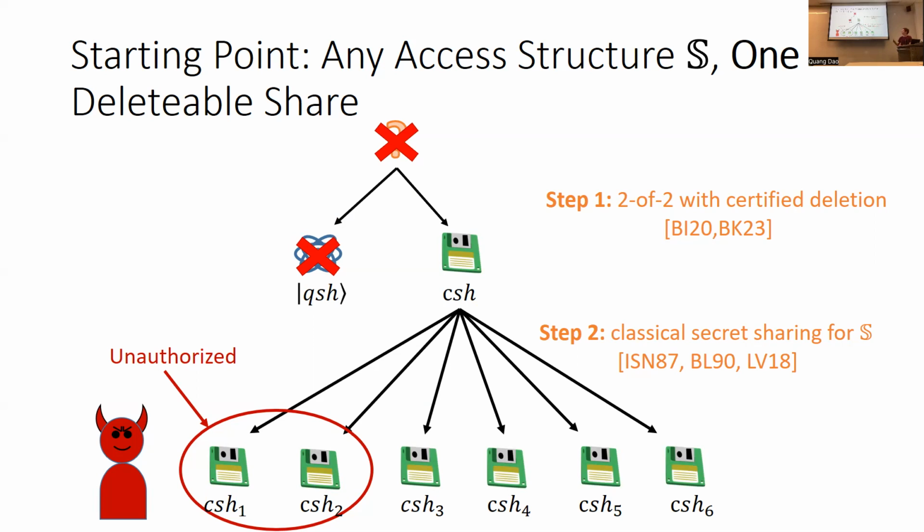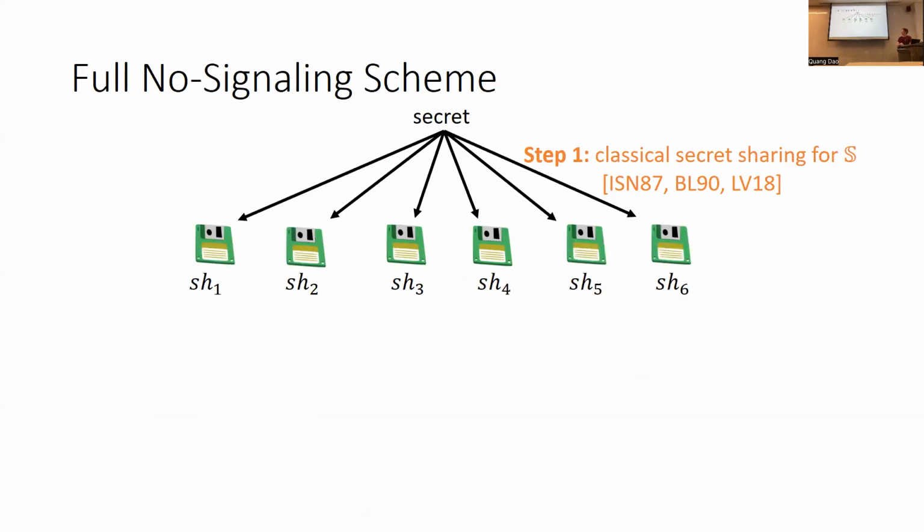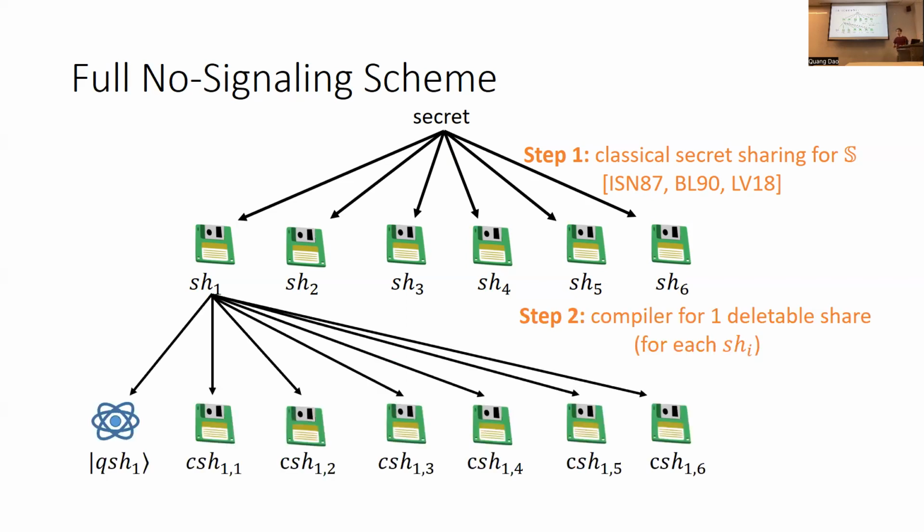Okay, great. This lets us delete one share, but ideally we'd like anyone to be able to delete. So let's go ahead and move to the full scheme. We're going to start by secret sharing our secret with a classical scheme for the access structure S. Then we're going to apply the compiler that we just made that gives out one deletable share. And we'll do this for each and every one of these shares.